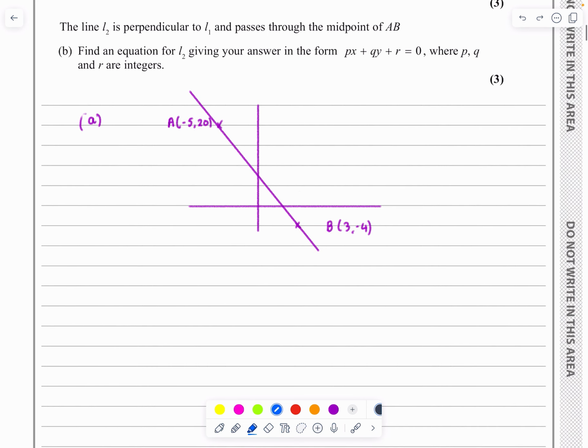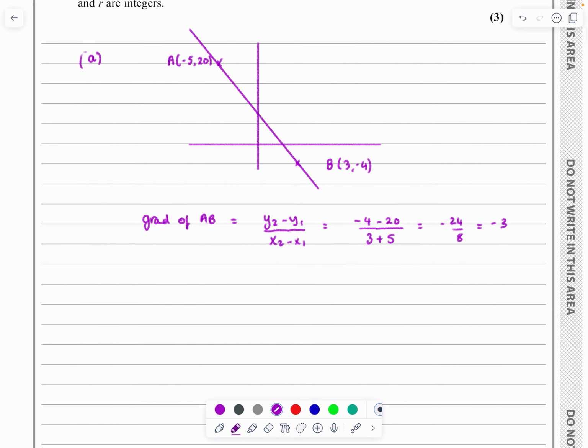I've got 2 points, (-5, 20) and (3, -4). So what I can do is first of all find the gradient of AB. So the gradient of AB is (y2 minus y1) over (x2 minus x1). So in this case, I'm going to say (-4 minus 20) over (3 minus -5). So that becomes 3 plus 5. That gives me -24 over 8, or in other words, -3. Yeah, it looked like it was going to be a negative gradient, so I'm okay with that.